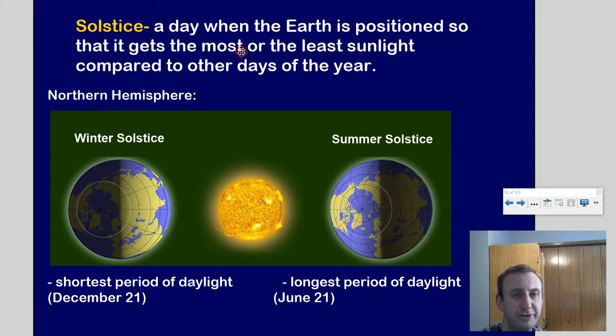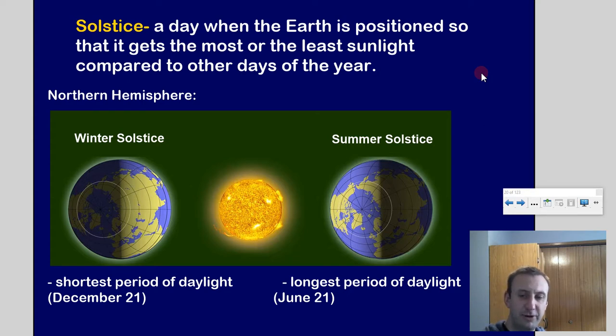Okay, some more terminology here. Solstice, a day when the Earth is positioned so that it gets the most or the least sunlight compared to other days of the year. So we have the winter solstice, which is the shortest period of daylight. That happens on December 21st. And then we have the summer solstice, which is the longest period of daylight, happening on June 21st.